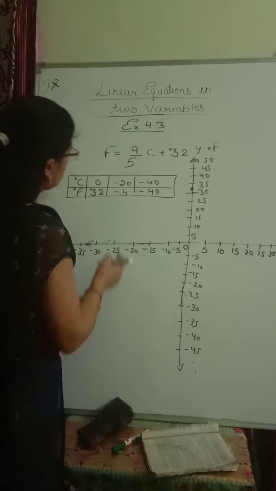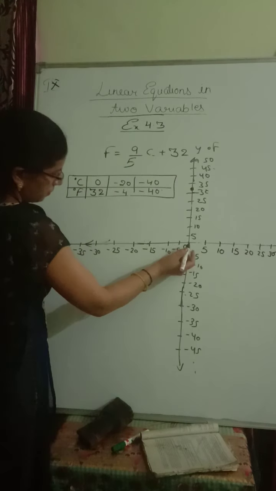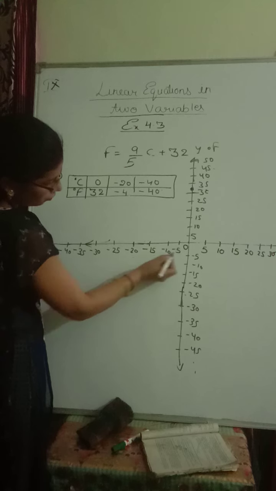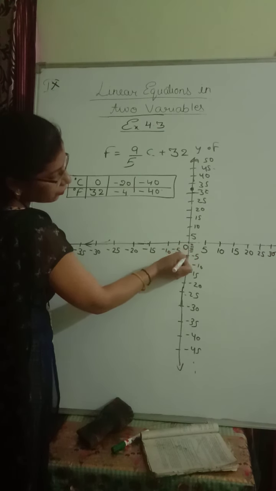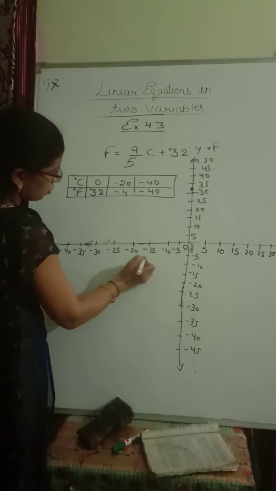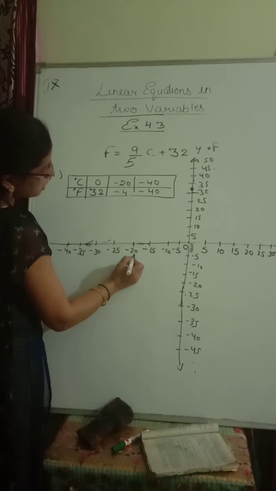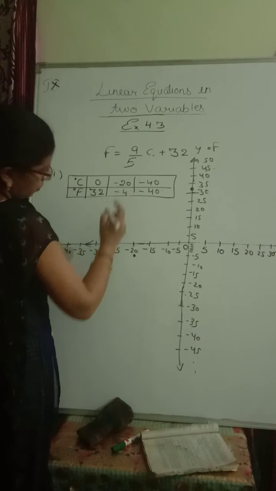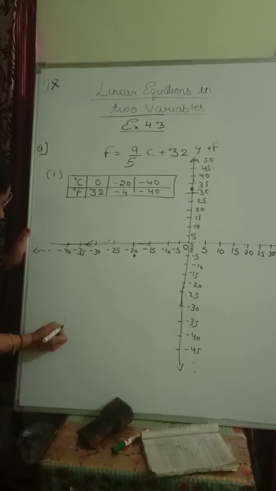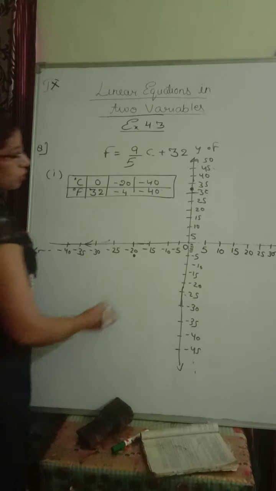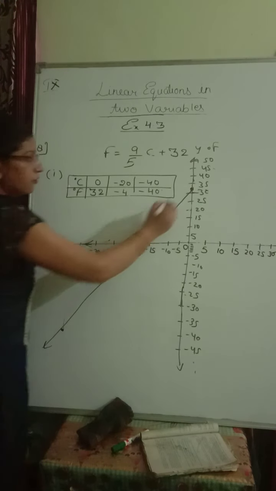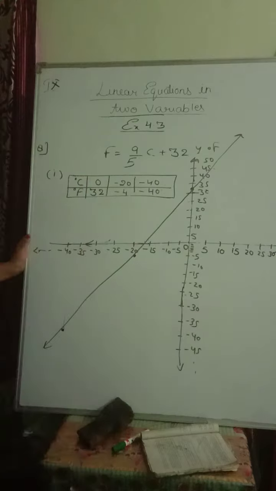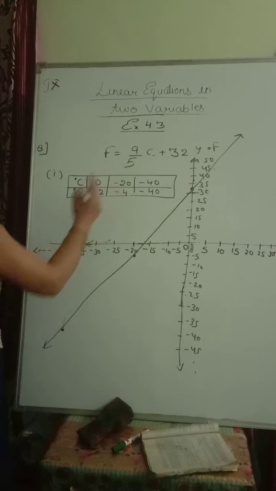Only a dot. Minus 20, minus 4. Minus 20, minus 4. Minus 4 will come here. See, 1, 2, 3, 4. Okay. So minus 4, minus 20, minus 4. You will get a point here. Minus 40, minus 40. You will get some point here. So now join all these points. You will get the graph like this. Okay. You will get a straight line because it is a linear equation.